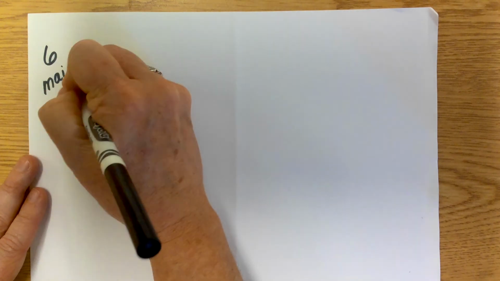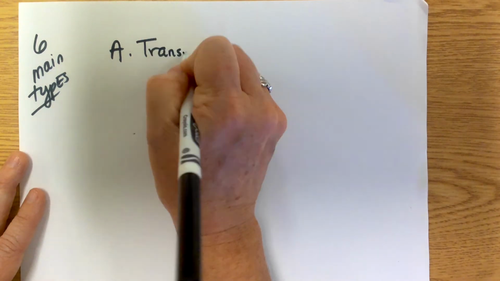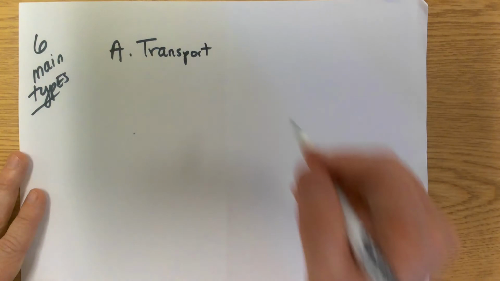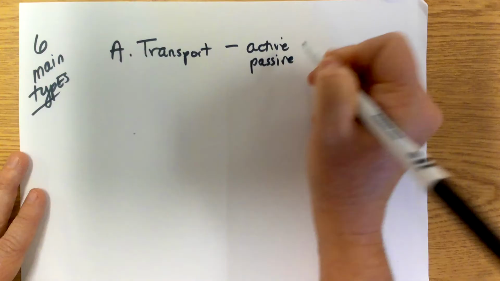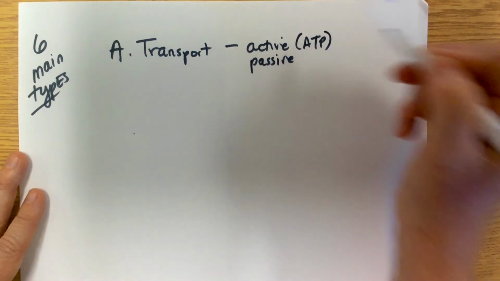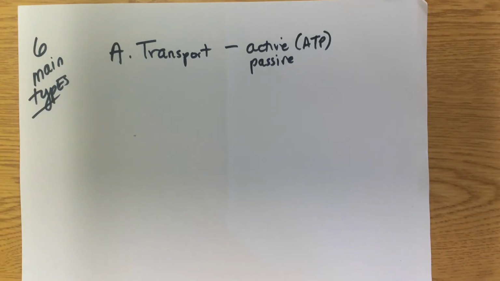Okay, so with your proteins, there are 6 main types. Within these types, there's lots of different examples. But your 6 main types, your first one is transport. Those are going to be those proteins that allow things to pass in and out of the cell. They can be active or they can be passive. Active means they require ATP, and passive means they don't. So that's going to be your osmosis, your diffusion, things like that.